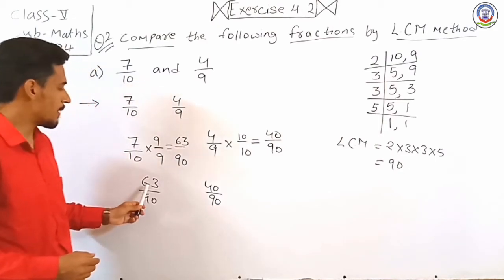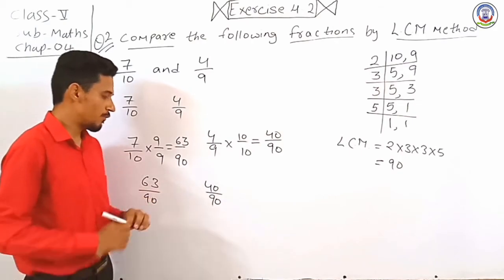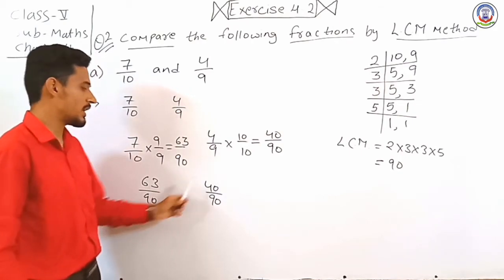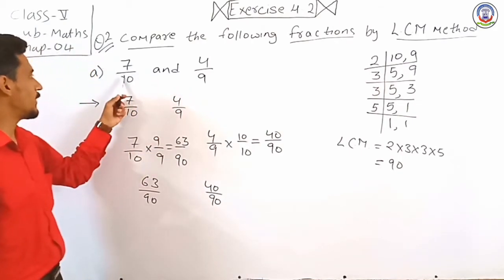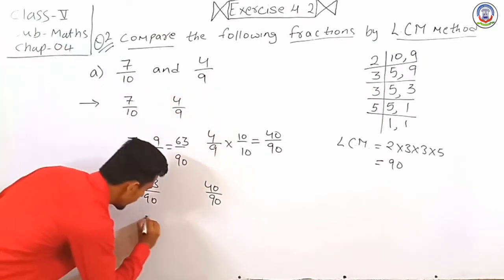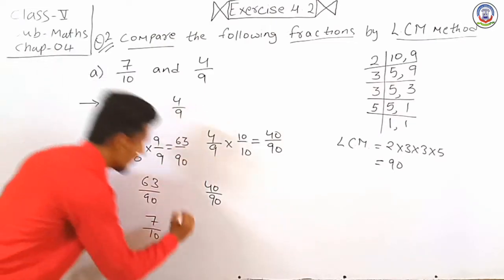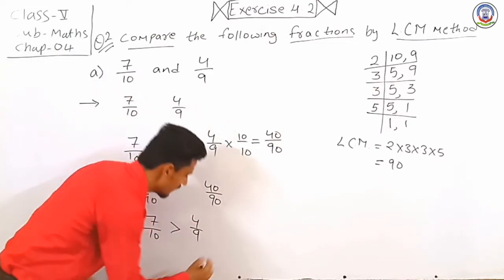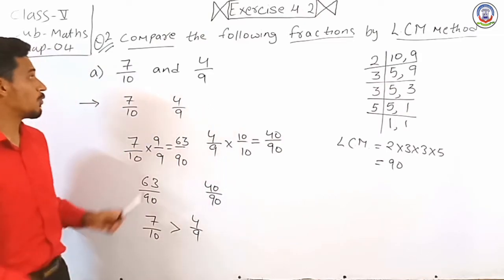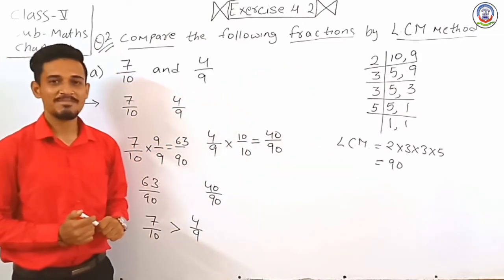So now we compare their numerators. Here is 63, here is 40. So 63 is bigger than 40. So this fraction is bigger than this fraction. So we write here 7/10 is bigger than 4/9. So in this way we have to compare by LCM method. Okay.